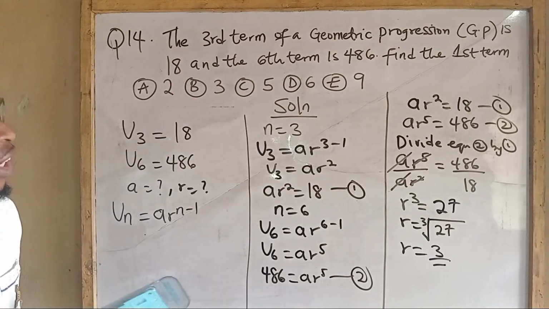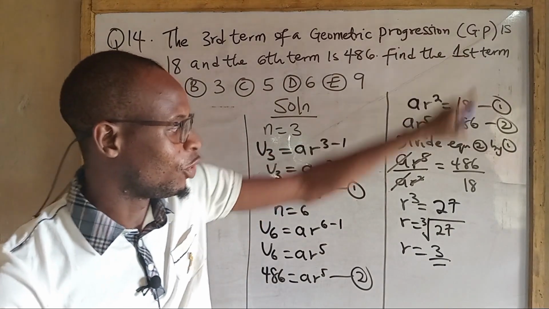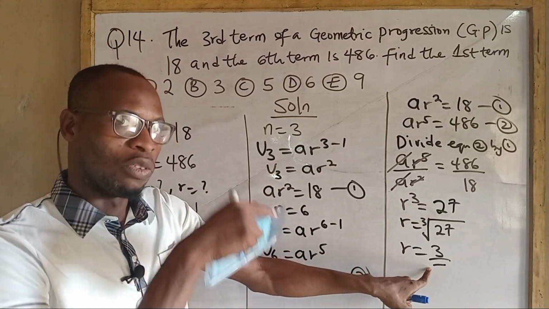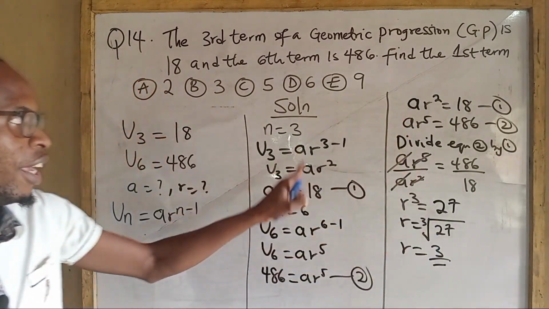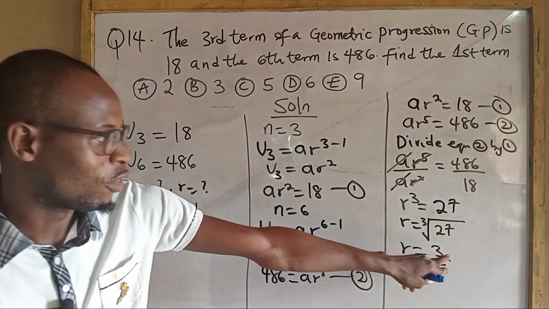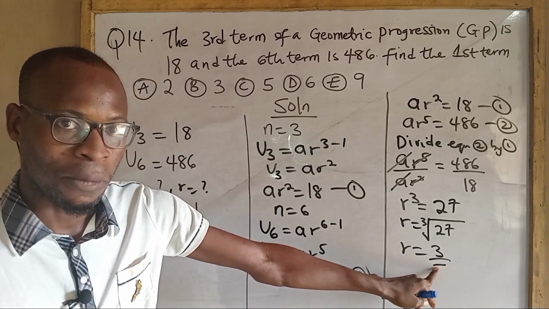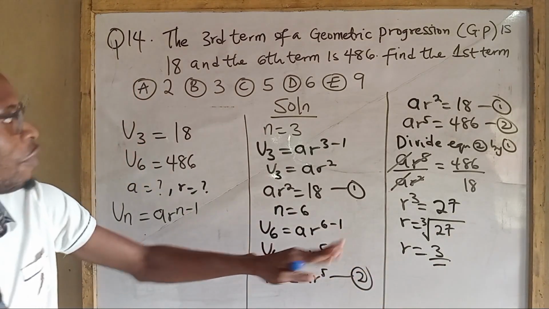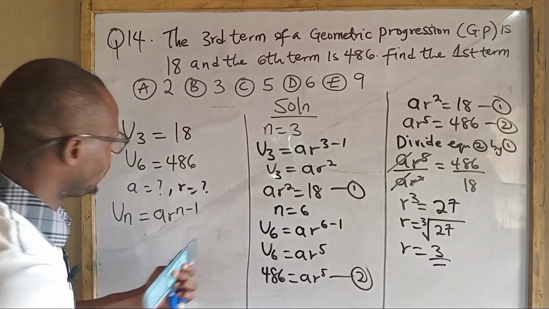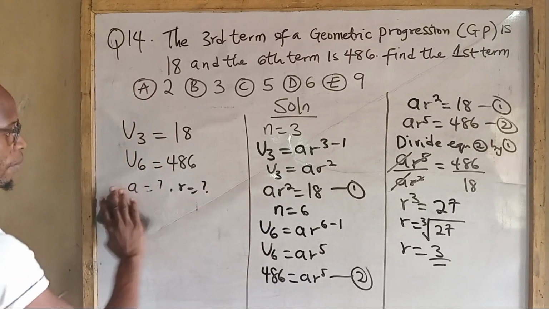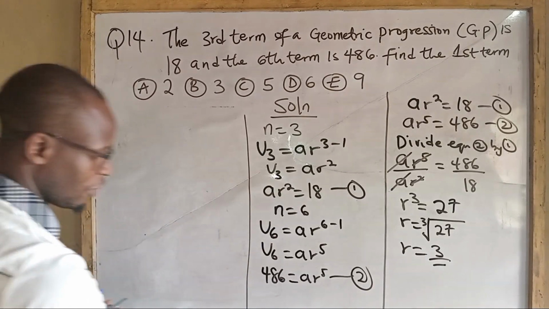So we are asked to find the value of the first term, not r. But we need to calculate the value of r first for us to be able to get the value of what? a. But of course, if you look at this value of r, now it is 3, it's also part of the options, but that's not what we are looking for. Okay, so you have to be very, very careful. So replace this value now. I will have to clean this part. You have to be very, very careful.